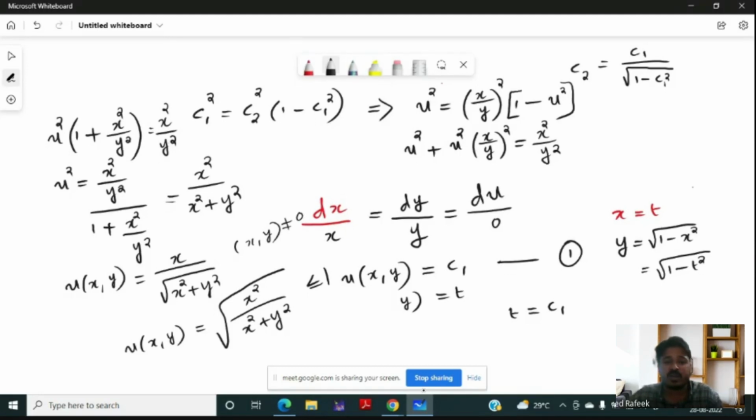And moreover, u of x comma y is the square root of x square by x square plus y square. Of course, x square is always less than or equal to x square plus y square. The denominator is more than the numerator, so it's always less than or equal to 1. So u of x comma y is also bounded in R2 space with x comma y not equal to 0. So it is unique and bounded. So option 2 is also correct, option 3 also correct.